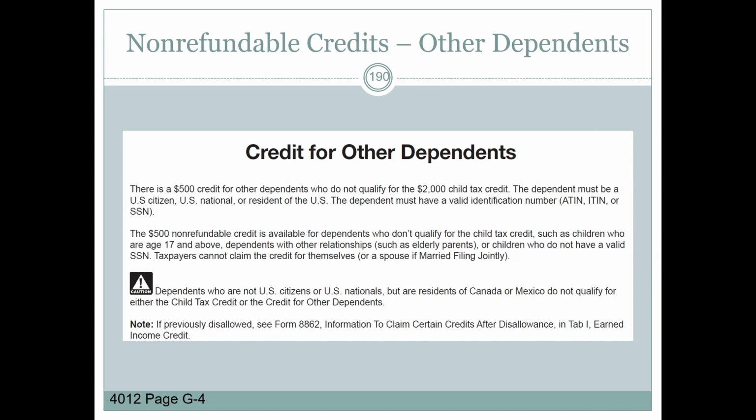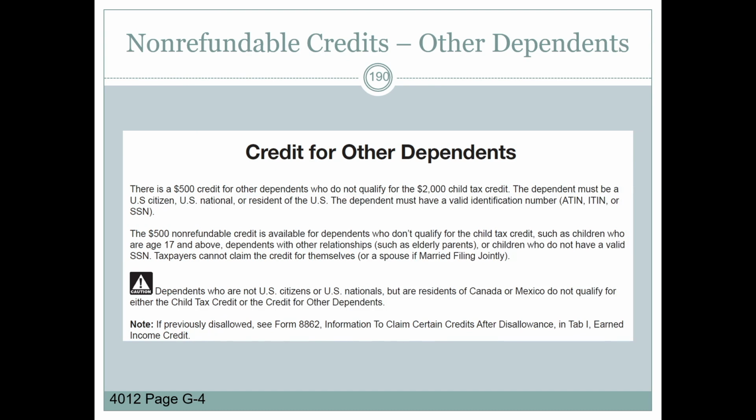There is a caution. Dependents who are not U.S. citizens or U.S. nationals but are residents of Canada or Mexico do not qualify for either the child tax credit or the credit for other dependents. There's also a note: if previously disallowed, see Form 8862, information to claim certain credits after disallowance, in tab I, earned income credit.